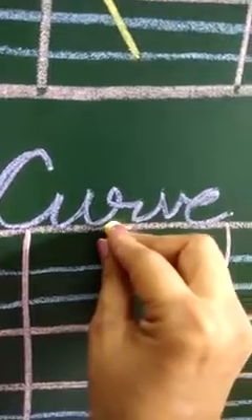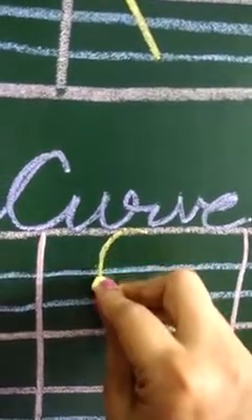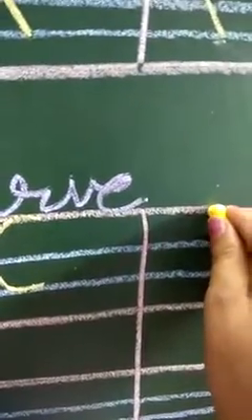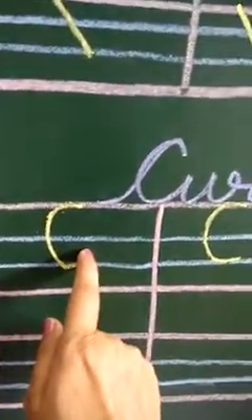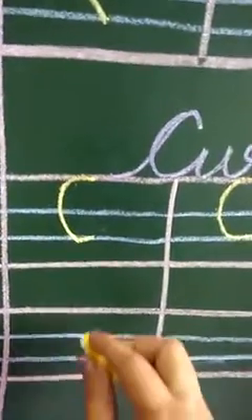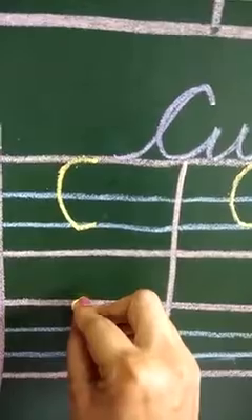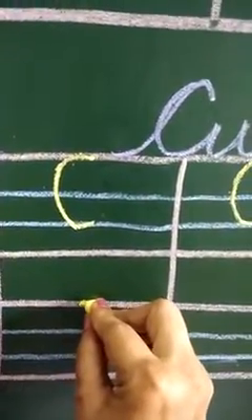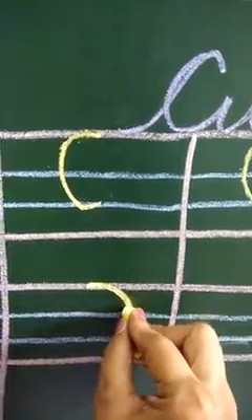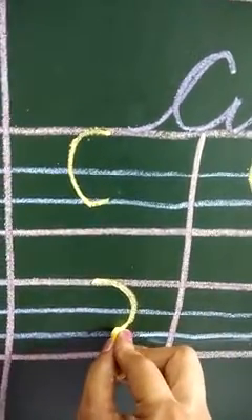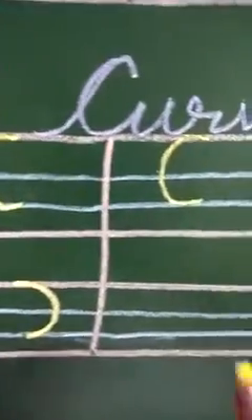Again, start from the pink line, take it to the blue line. Same here. This is one way to make a curve from the left side. Now, there is another way also to make a curve from the right side. We will start from the pink line only and take it to the right side, till the blue line.